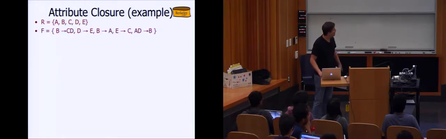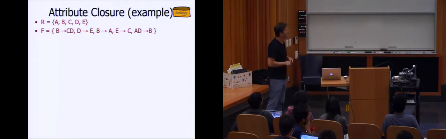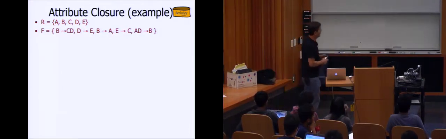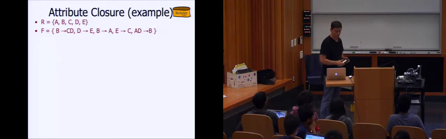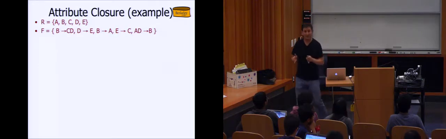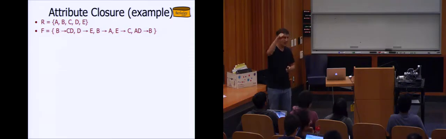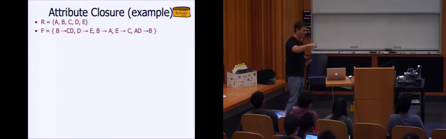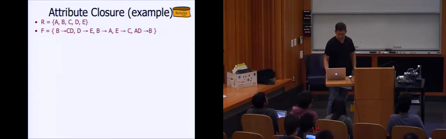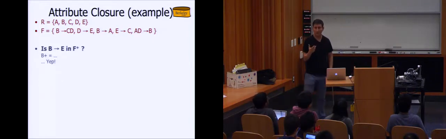Okay. Here's our functional dependencies. B determines CD, D determines E, B determines A, E determines C, AD determines B. All right, well, this is very intuitive. Clearly, this is totally symbolic, right? Because all we're doing here now is we're just going to crank through Armstrong's axioms of transitivity and figure out attribute closures. And we don't really want to almost think about the semantics.